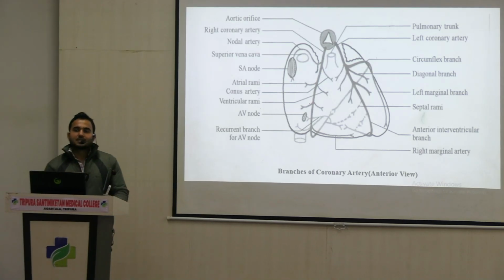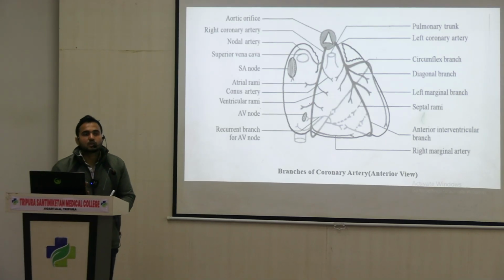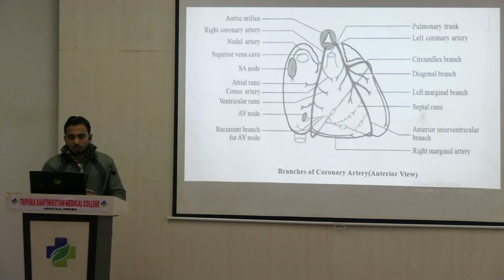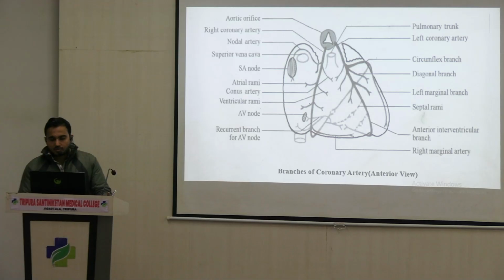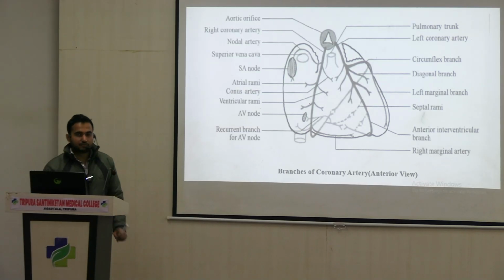Now, in 65% of cases of the population, this SA nodal artery comes from the right coronary artery, and in 35% of cases it comes from the left coronary artery. So in most cases you will see the SA nodal artery coming from the right coronary artery, and the SA nodal artery is a type of atrial branch. Next, right posterior ventricular rami are also there. A few branches arise from the trunk of the right coronary artery in the posterior part of the atrioventricular groove, which supply the diaphragmatic surface.